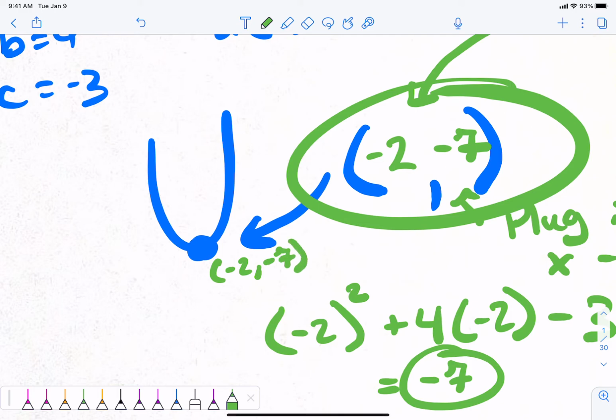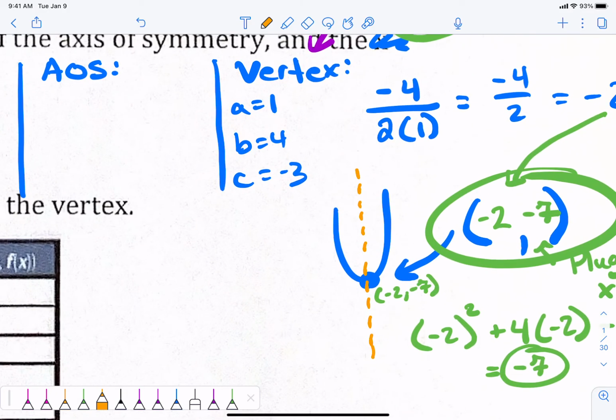Okay, now let's talk about the axis of symmetry. -2. The axis of symmetry is going to go through here, right? And what's the equation for the axis of symmetry? x equals -2. I'm going to be really picky. Make sure you put x equals on that, right?